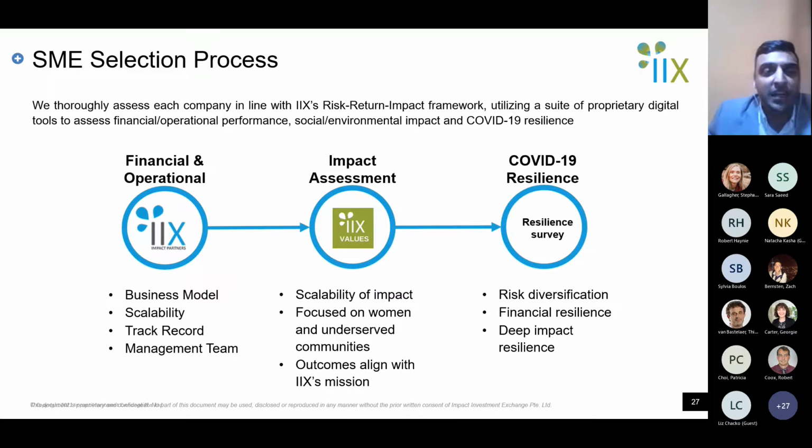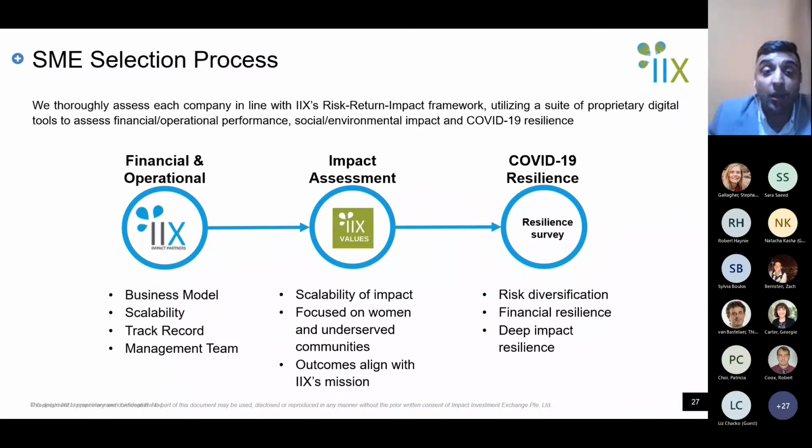Once the traditional screening is done, we do the acclaimed IX values, which allow us to verify the impact which they create in their communities. IX values addresses questions like, does the company impact women? Do they impact underserved communities? Do the outcomes align with IX's mission? And is the impact scalable?